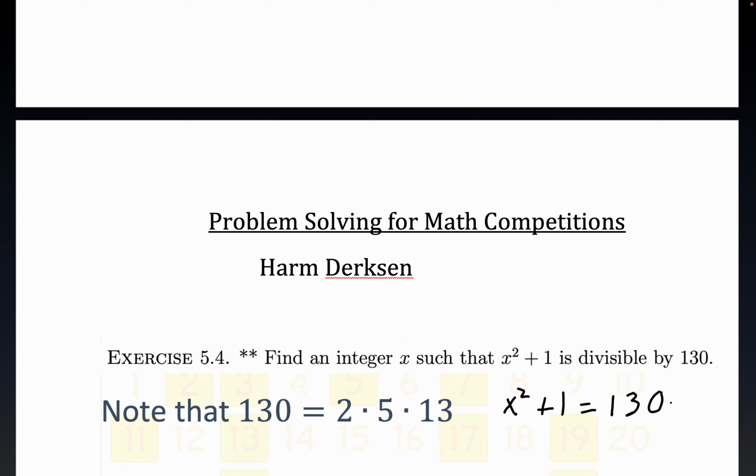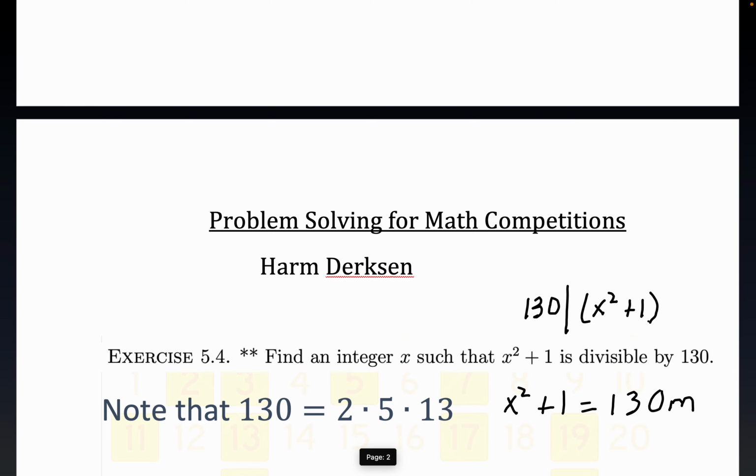Okay, and also you guys may have seen this divides notation. You can also write this as 130 divides the quantity x squared plus 1. And again, x is an integer. This divides, vertical bar, just means divides with no remainder. All right.